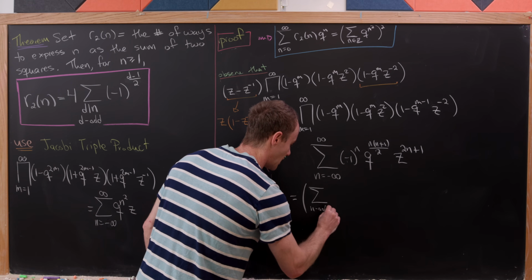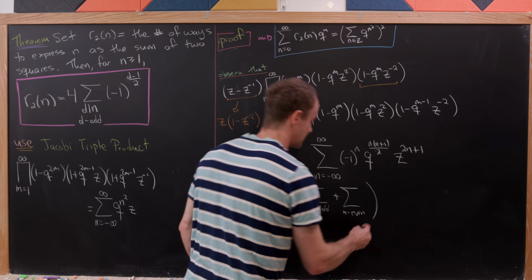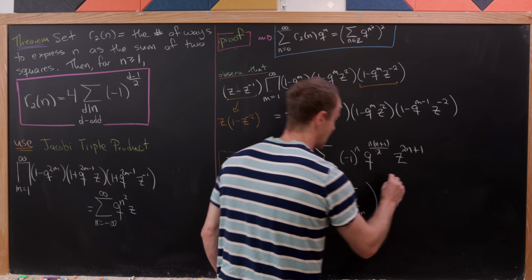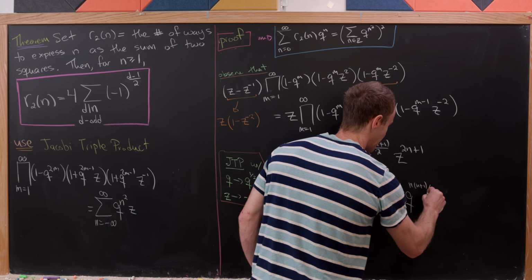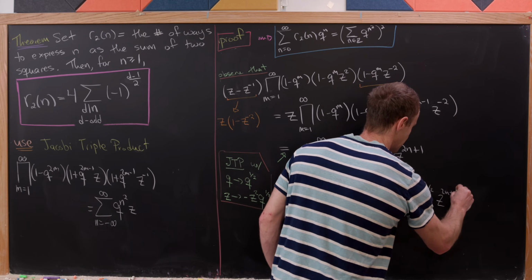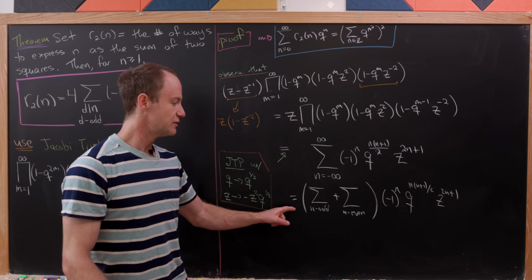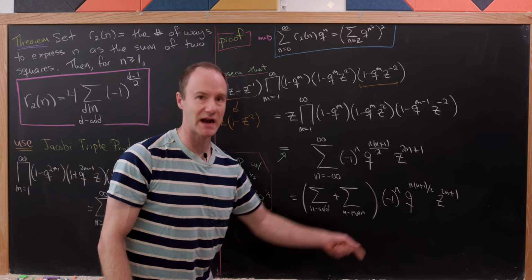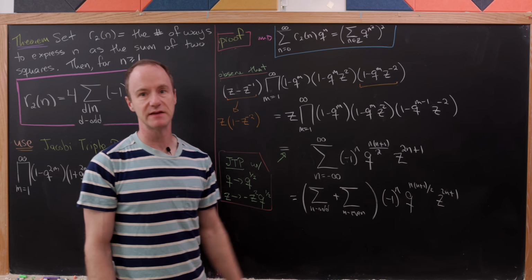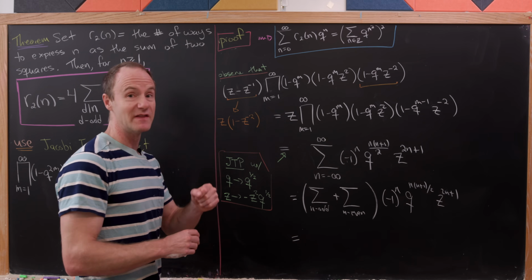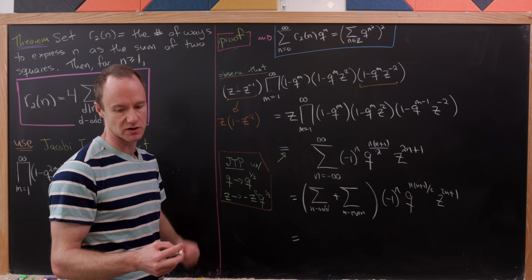So here I'll just say n odd plus the even terms in the sum. So I'll say n even. And then we're going to have the same sum, (-1)^n q^(n(n+1)/2) z^(2n+1). But now what we can do is use the fact that when n is odd, this (-1)^n is going to be a -1, and when n is even, that's going to be a +1. And this is after re-indexing to take into account that we've got just even terms and odd terms.